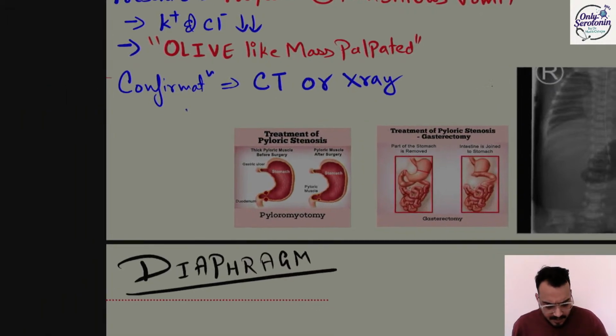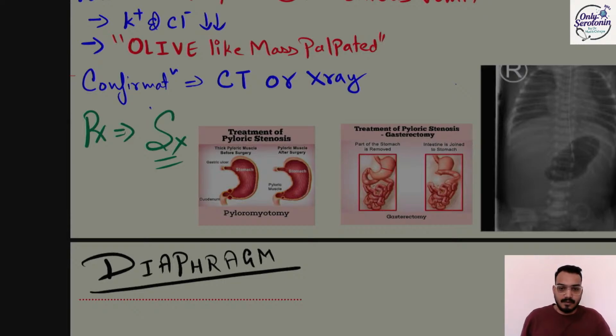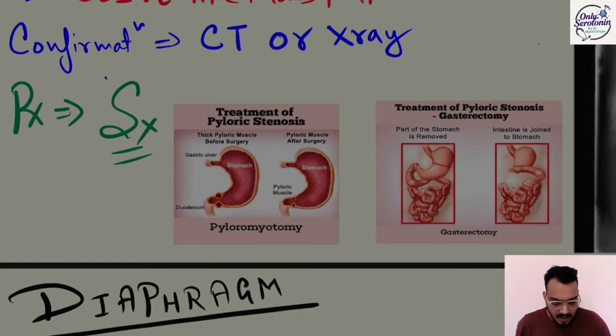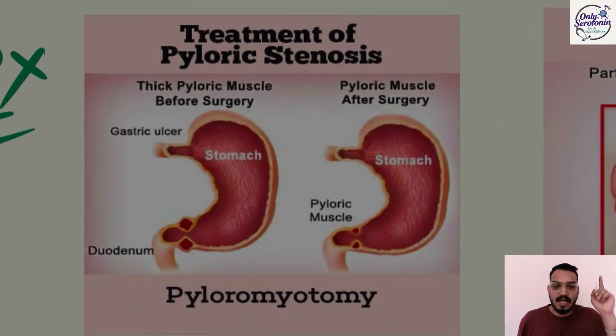Once you will confirm the diagnosis, guys, next thing what you are going to do is to treat this patient. For treating this patient, you are having two options. First of them is surgery. For treating this pyloric stenosis, you are going to do the surgery, and the name of this surgery is pyloromyotomy. Same thing what we have done in the lower esophageal sphincter. There we have done a large myotomy. Here we are going to cut the pylorus muscles of the stomach. That's why we call it pyloromyotomy.